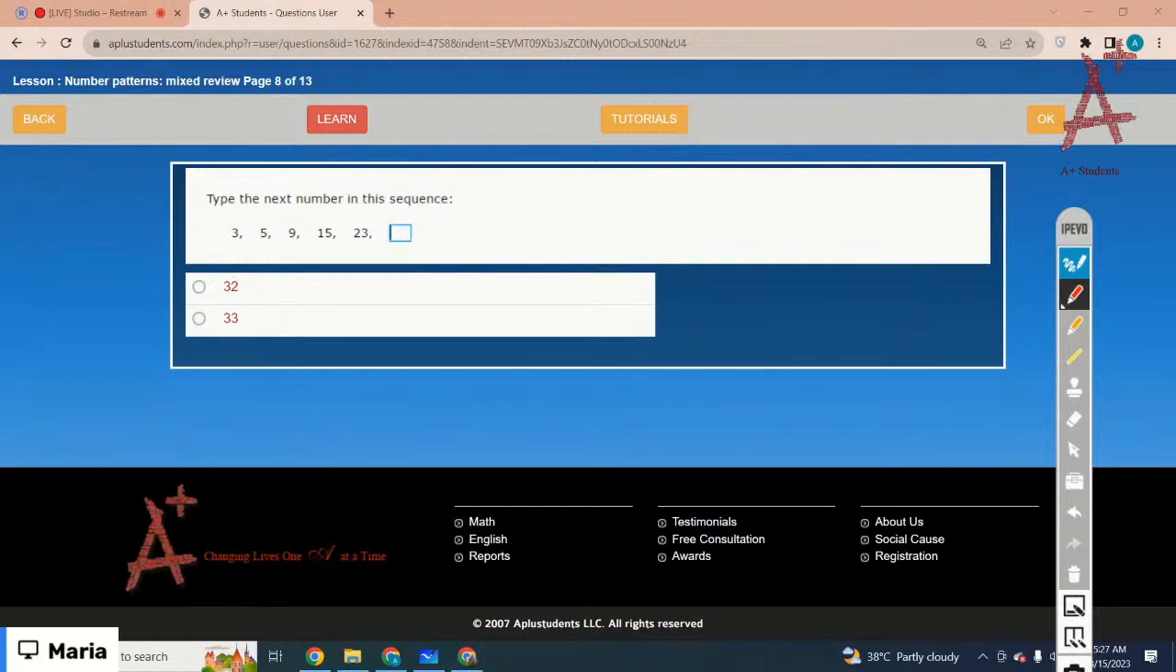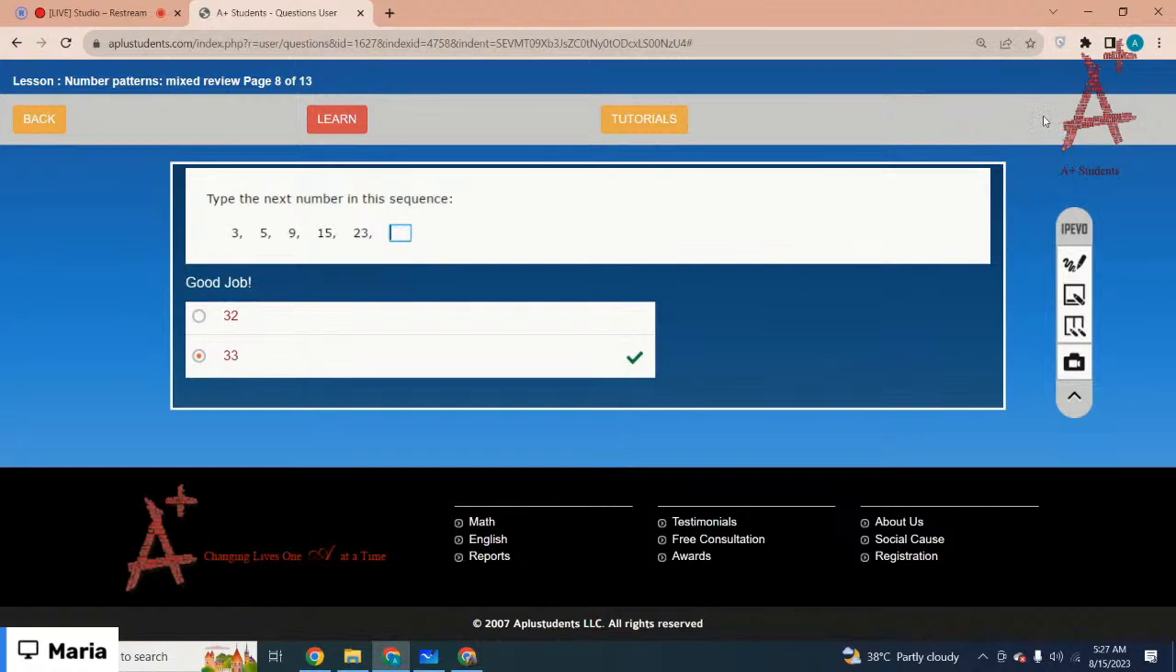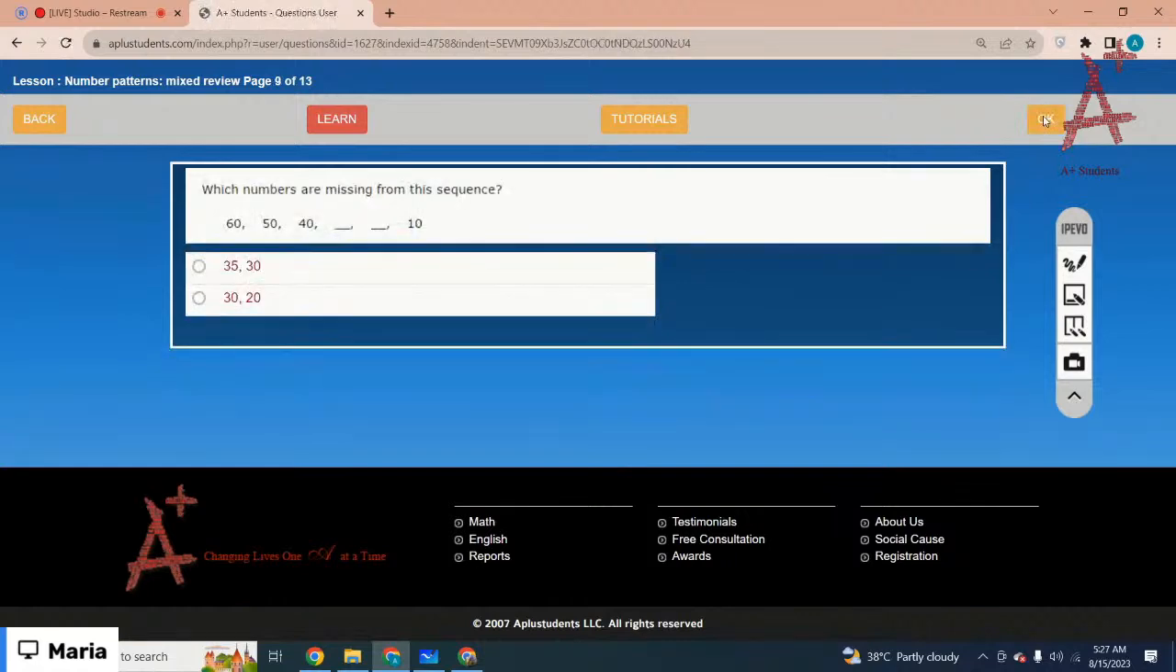So the next one is 33. Which numbers are missing in the sequence? Which is the correct option? Which numbers are missing?